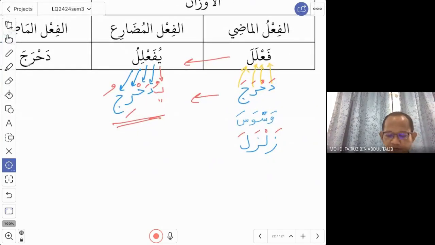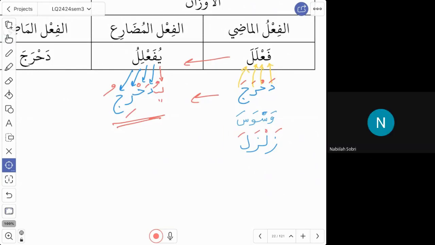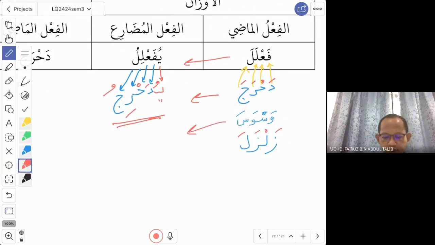Give me the mudari for this one. Waswasa. Yuwaswisu. Waswasa, the mudari is yuwaswisu. Good. You don't have to refer to the dictionary anymore. Immediately you know waswasa, the mudari must be yuwaswisu. Why? Because the wazan says fa'lala yufa'lilu. Yes, that is correct. Allazi yuwaswisu fi sudurin nas, that we always read in Surah An-Nas. Yuwaswisu means to whisper, to make us feel doubt. That is the whispering of Shaitan.